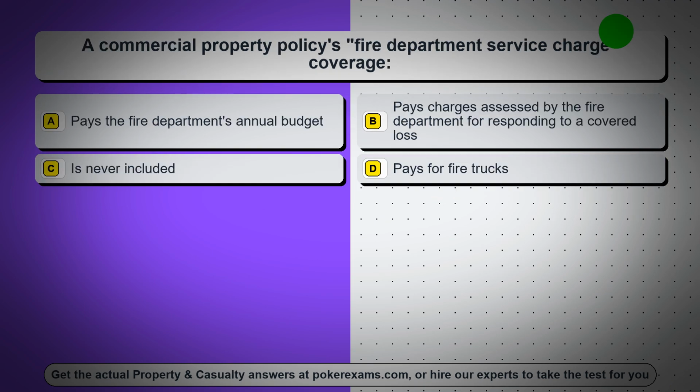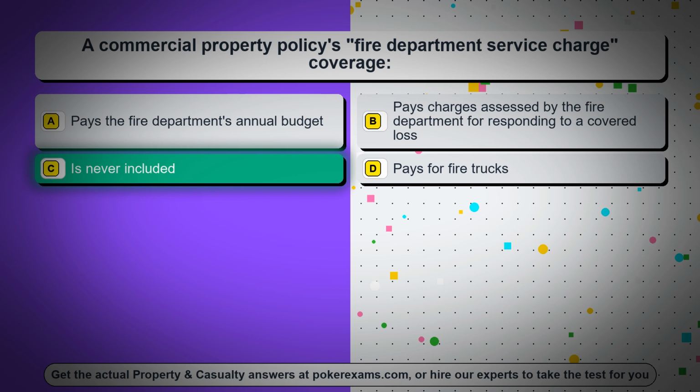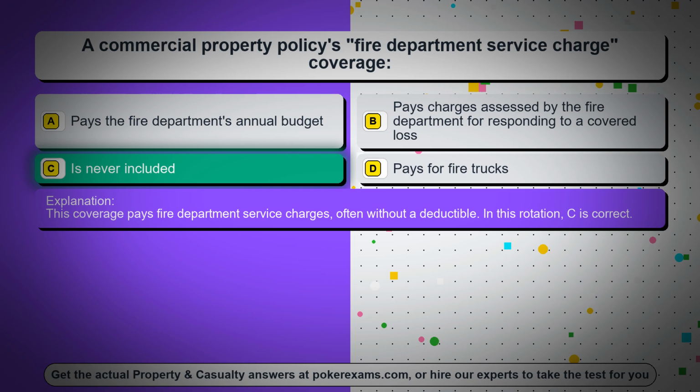Question 31. A commercial property policy's fire department service charge coverage: Option A. Pays the fire department's annual budget. Option B. Pays charges assessed by the fire department for responding to a covered loss. Option C. Is never included. Option D. Pays for fire trucks. The correct answer is option C, is never included. This coverage pays fire department service charges, often without a deductible. In this rotation, C is correct.